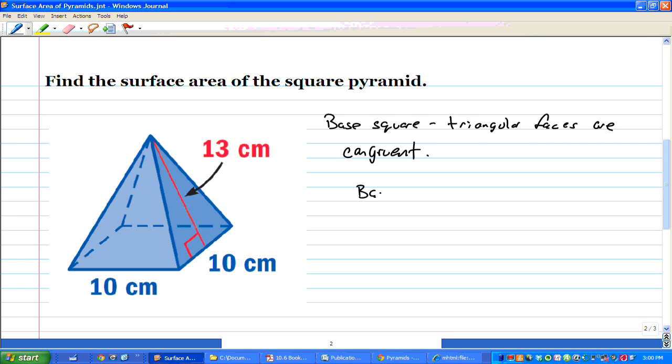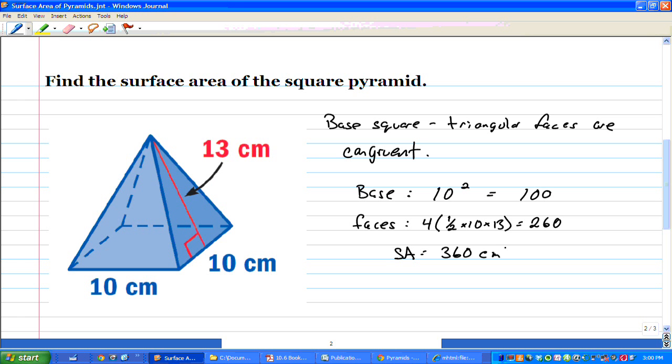So the area of the base is just 10 times 10, or 10 squared, and that's 100. The pyramids that we're dealing with all have 4 triangular faces. So I have 4 times 1/2 of the base size times the height, and then 4 times 1/2 times 10 times 13 is 260. If I add these together, I get a surface area of 360 centimeters squared. Cool, that's a square pyramid.